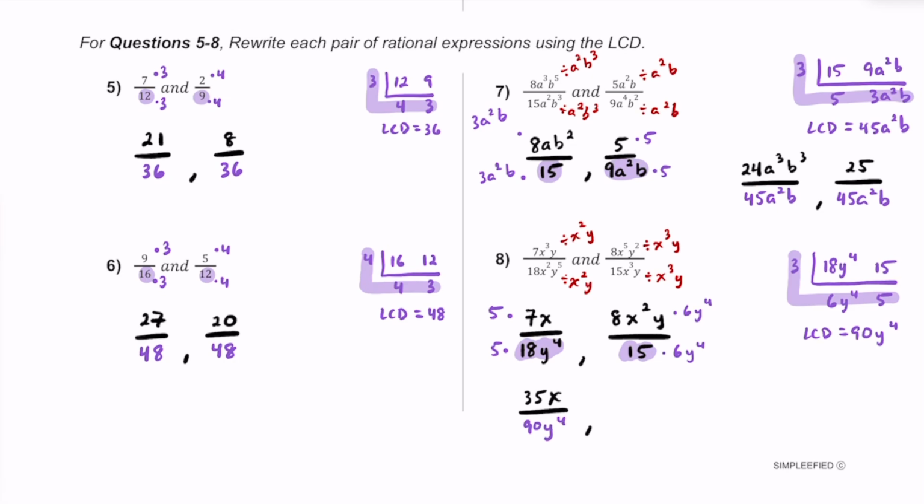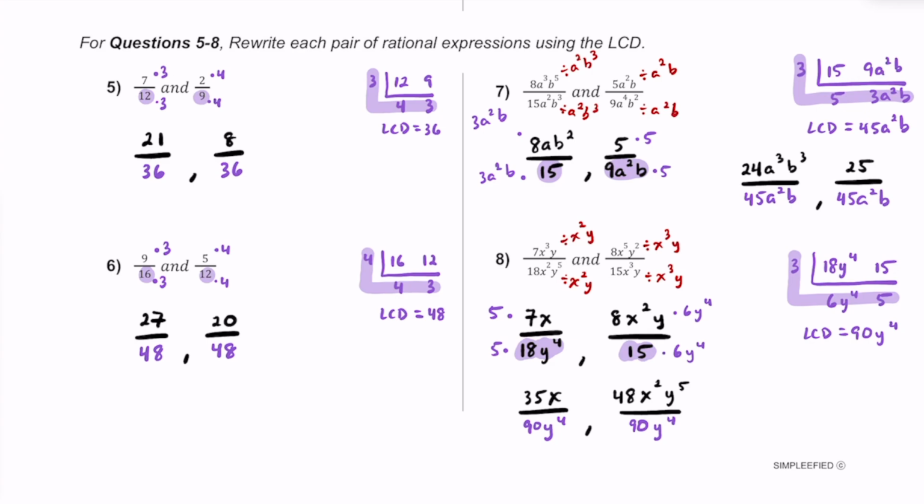That's going to be one of our rational expressions. And for our second rational expression, 6 times 8 is going to be 48. And then we have this x to the 2nd power. Then we have y times y to the 4th power, means we have y to the 5th power. And this is going to be all on top of what? 15 times 6. So it should be the same common denominator of 90y to the 4th power. So there you have both of these rational expressions, with these monomials written using the least common denominator.